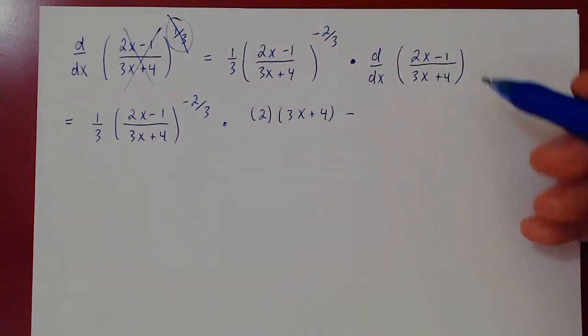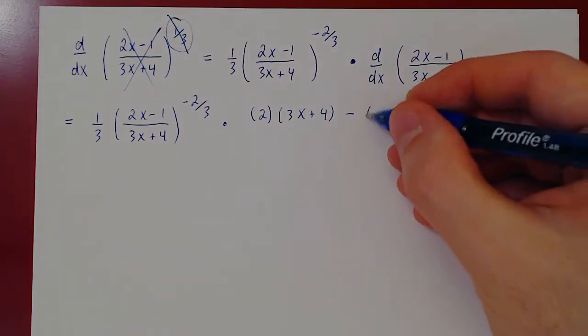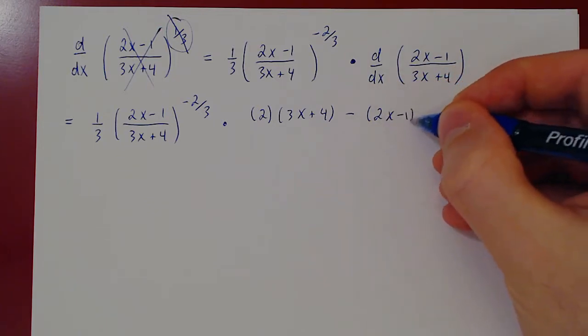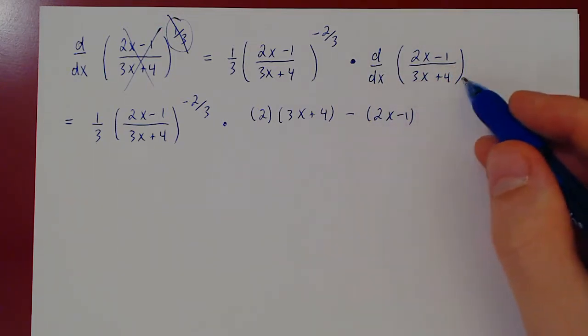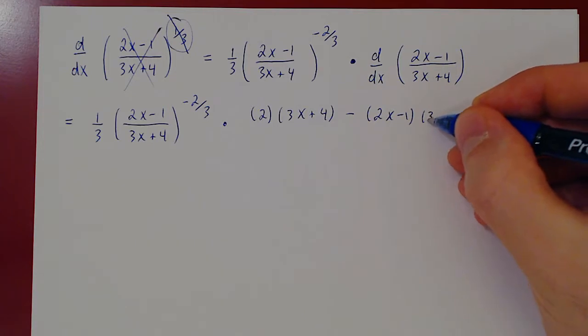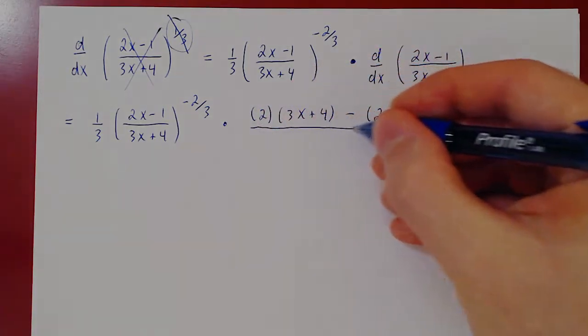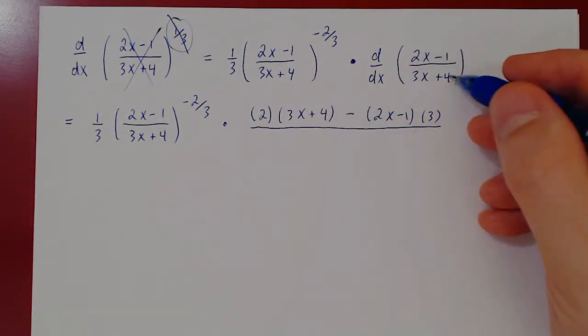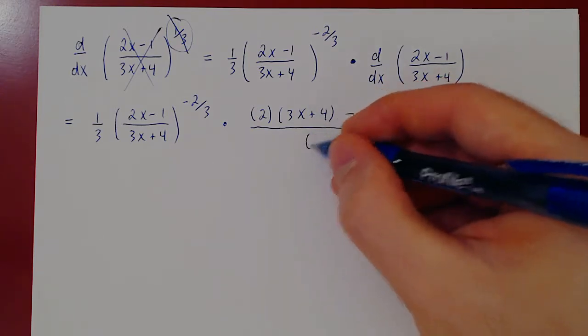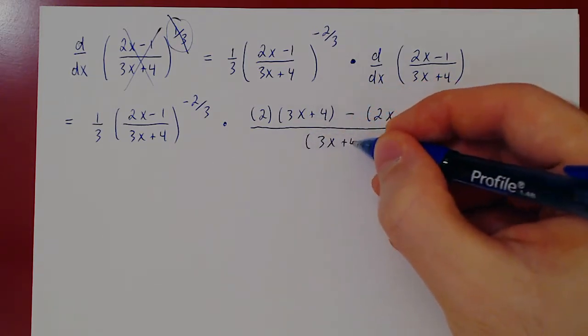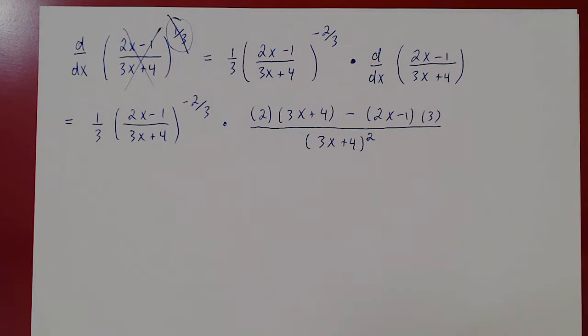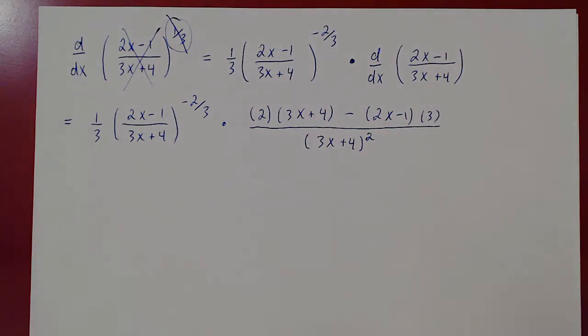minus, and now we flip, right? The numerator, 2x minus 1, times the derivative of the denominator, which is 3, all over the denominator all squared. So (3x plus 4) all squared. And now we're done with the differentiation.